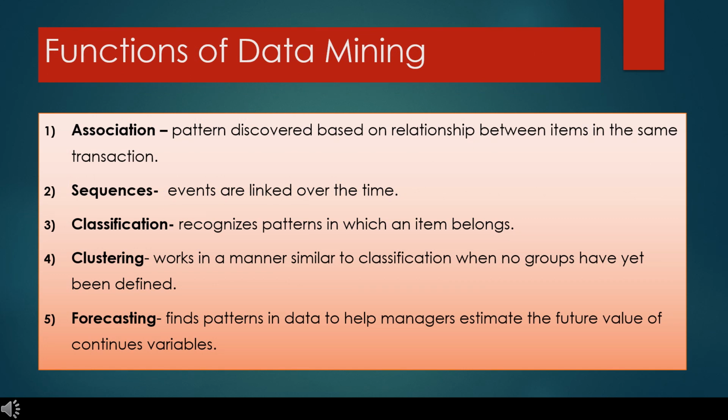Functions of data mining. The types of information obtainable from data mining include associations, sequences, classifications, clusters, and forecasts. Now let's define association. Association is one of the best-known data mining techniques. In association, a pattern is discovered based on a relationship between items in the same transaction. That is the reason why the association technique is also known as the relation technique.